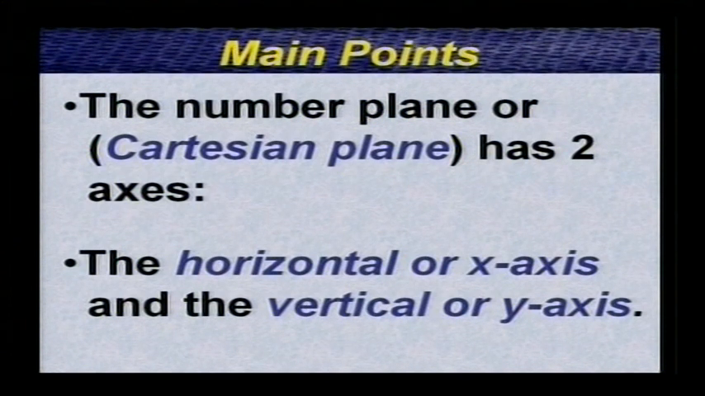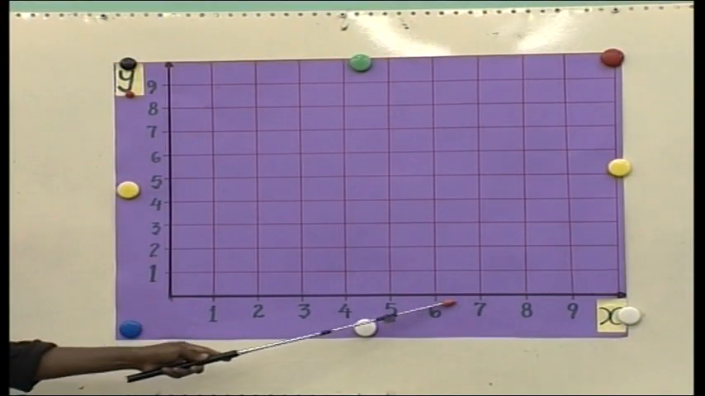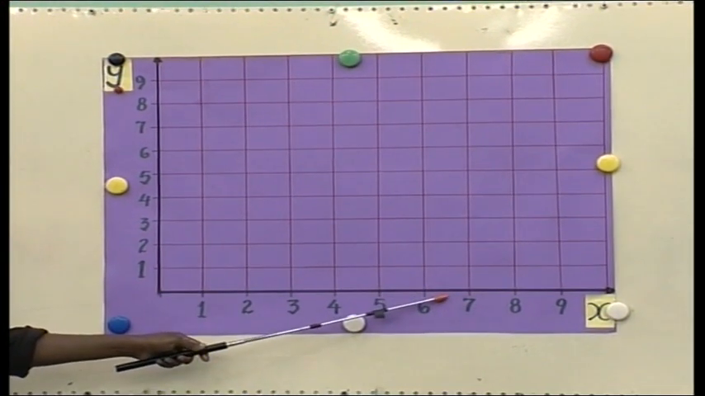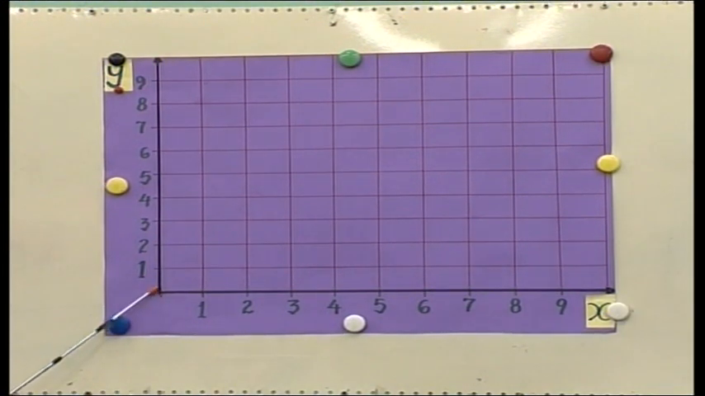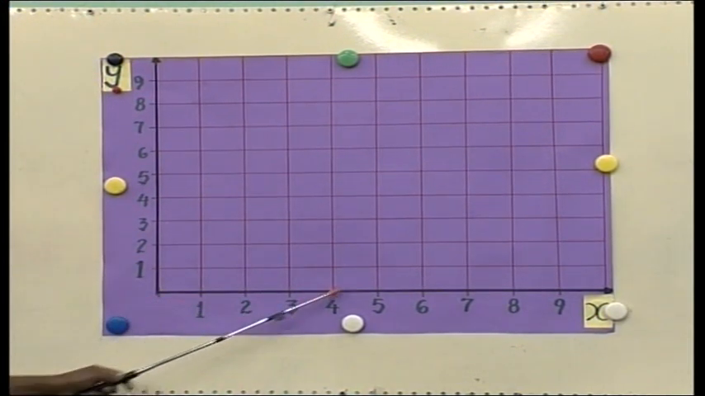Main points: the number plane or Cartesian plane has two axes. The number plane can also be called a Cartesian plane. It has two axes: the horizontal or x-axis. Now from the chart here, we will show you where we can see the horizontal axis. The horizontal axis is this line going across, and this is where x coordinates are read. And the vertical axis is this line going upwards. So this is the y-axis, and this is the x-axis.